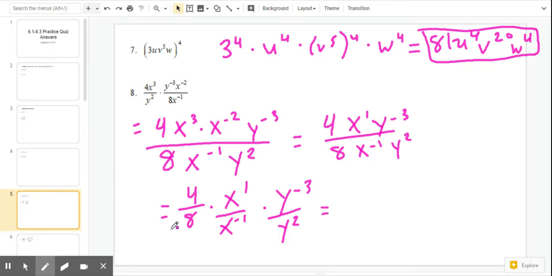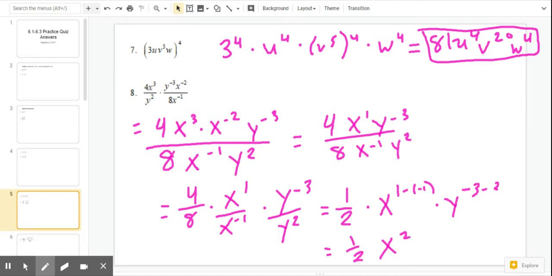So we have 4 over 8, which we already said is going to be 1/2. And then we have x to the first over x to the negative first. Now let's do subtraction. So 1 minus negative 1. And then we have y to the negative third over y squared, which is negative 3 minus 2. So just using those exponent rules. Once we've got them in fractions like this, it's division, so we can just subtract the exponents. So now we have 1/2 x, 1 minus negative 1 is 1 plus 1, which is 2. And then we have y to the negative fifth.